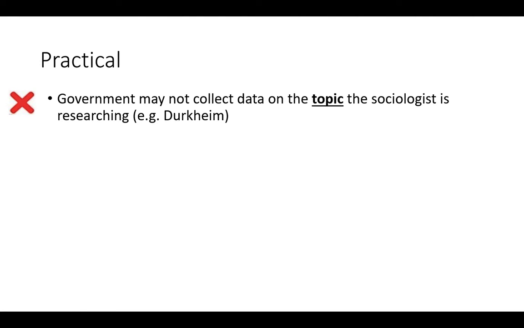Not on the topic that the sociologist wants. Now, Durkheim found this problem. He found that the French government had not collected the religion of the people that had committed suicide, and so he had to use other methods of trying to work that out. And this is a problem that sociologists can encounter. They want data on something, but the government actually doesn't collect it.